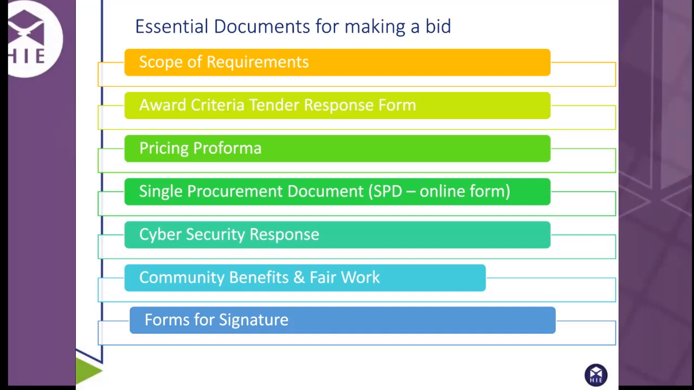The online single procurement document, what we call the SPD, captures your company information, including some pass-fail questions on your business. Where it's relevant, you'll have questions on cybersecurity and community benefits. If it is required, we'll provide you with full details in the tender documentation. And to help you get the best scores possible, please use the forms we've provided. This helps ensure that you've provided all the information required, and it makes it easier for us to evaluate.